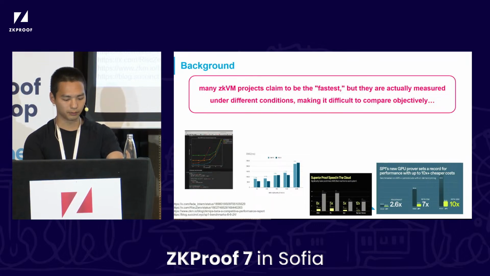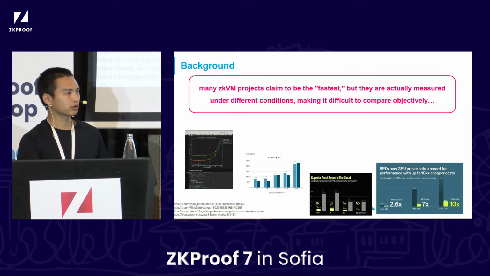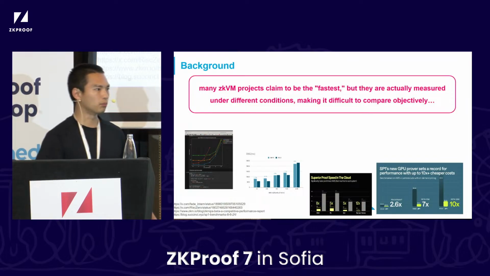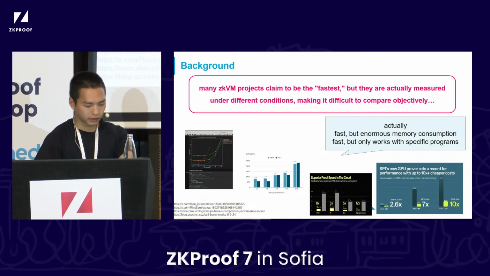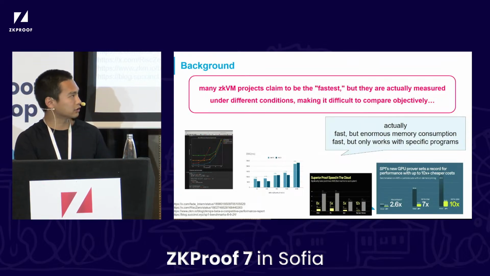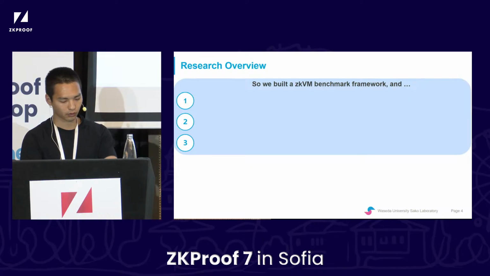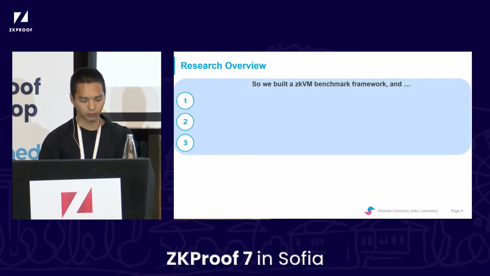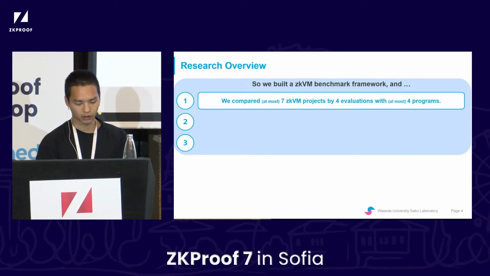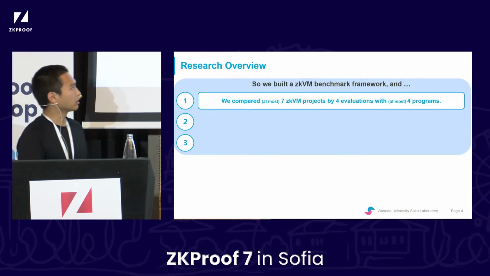Currently, many zkVMs claim to be the fastest, but they are actually measured under different conditions, making it difficult to compare objectively. And systems touted as the fastest often have limitations such as enormous memory consumption or only working for specific programs. Therefore, we built a standardized benchmark framework to comprehensively compare and analyze multiple implementations across various evaluations and target programs.